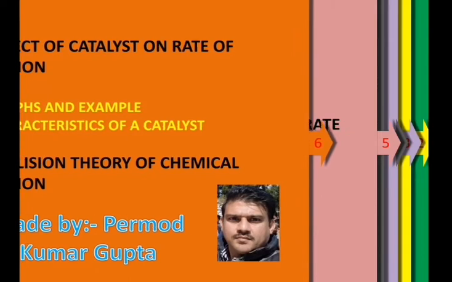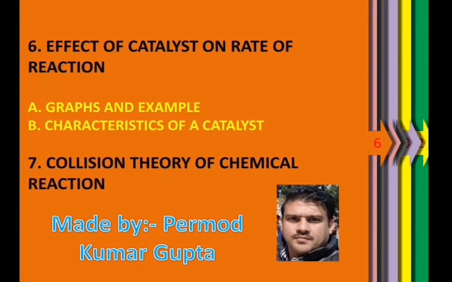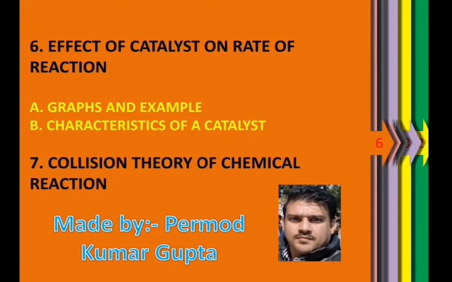And the last topics: how the catalyst affects the rate of reaction. In this topic we study about the graph and example, the characteristics of the catalyst, and then we last consider the collision theory of chemical reaction. This is not a very important topic. Mostly the previous 5 and 6 topics are very important. Mostly numericals are given, and theoretical questions are given in the board examination from that topic.